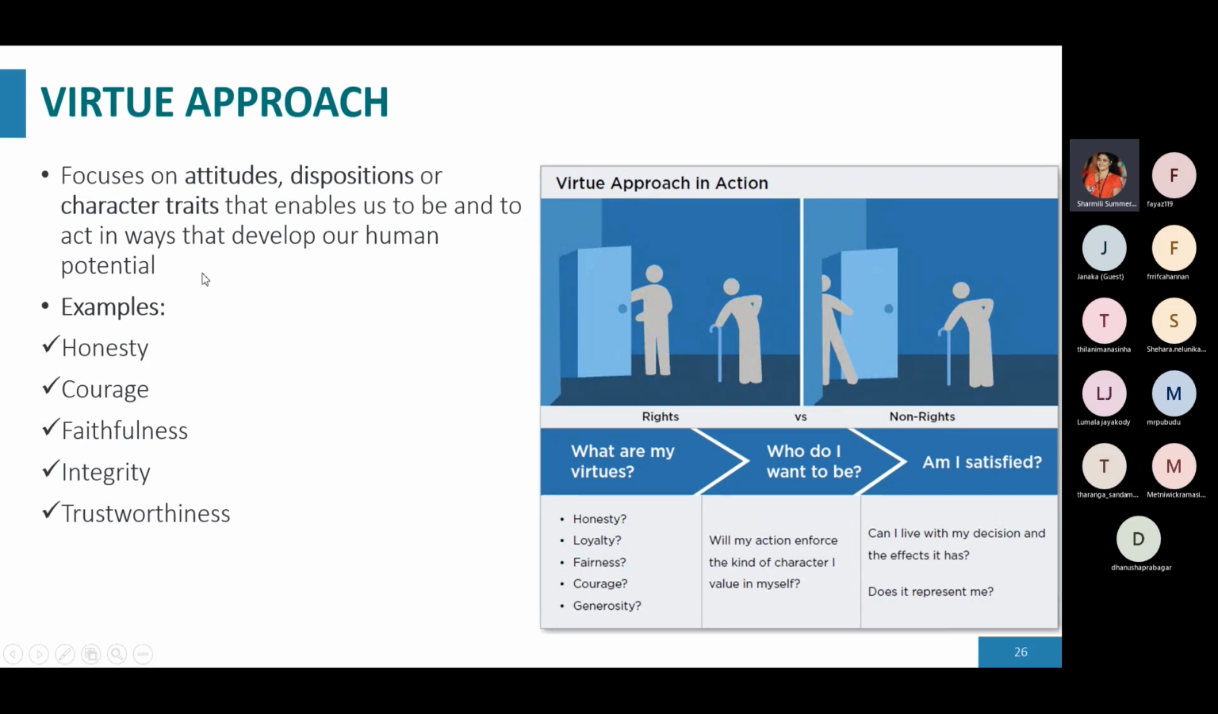Examples of the virtue approach are honesty, courage, truthfulness, integrity, and faithfulness. These are a kind of attitudes. They are explaining or addressing who you are. So these are the major five approaches we call ethical approaches.